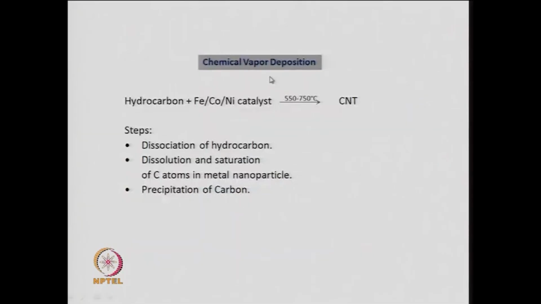So, in a typical CVD method or the chemical vapor deposition, you have the hydrocarbon, you have the catalyst, and around 700 degree centigrade, and you get CNT. And the steps which occur are, first the hydrocarbon dissociates, and then it dissolves in the metal catalyst, and then it saturates in the carbon atoms in the metal nanoparticle, and finally, you reprecipitate carbon in the form of nanotubes.